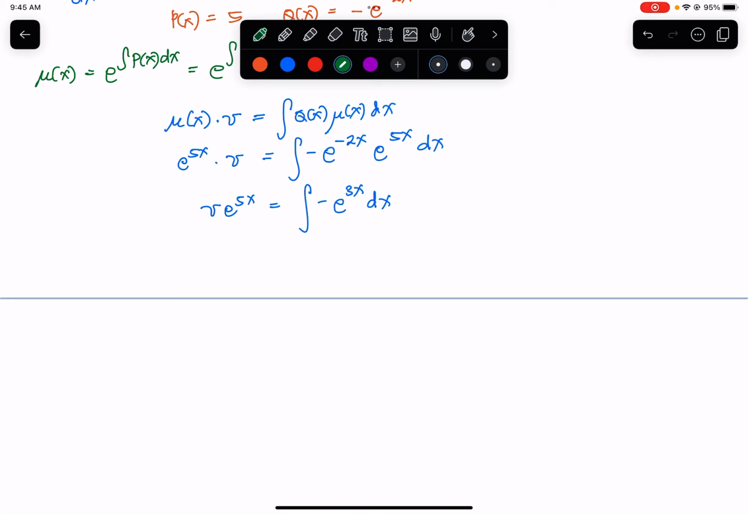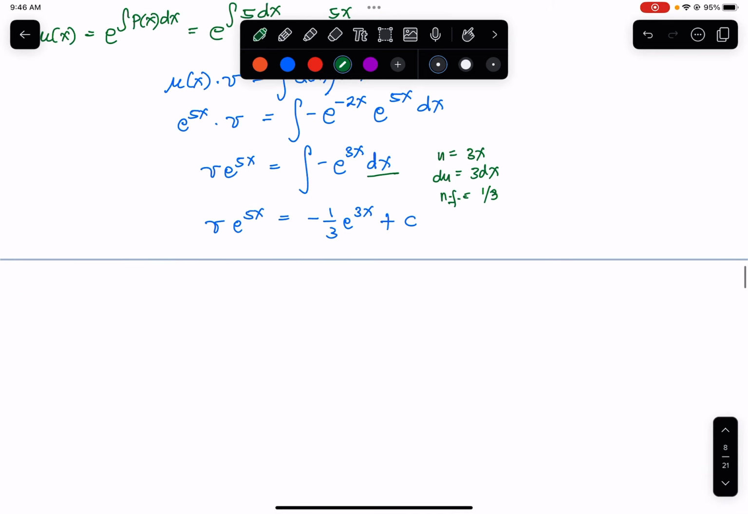And thus we can now integrate this one. Our u here will be 3x. We can just simply use the integral of the exponential function. So our du will be 3 dx. As you can see here, it's only dx, so it is proper that we should have a neutralizing factor of 1/3. And thus we have v e raised to 5x is equal to negative, neutralizing factor of 1/3, and then the integral of e^u du is e^u, which is e raised to 3x plus c.